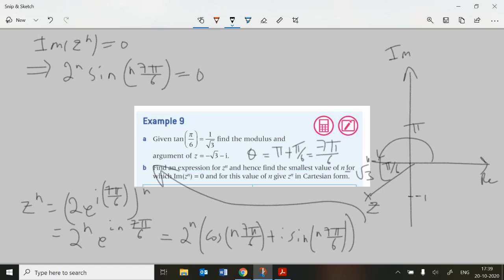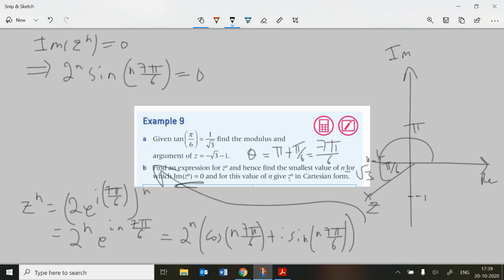I don't need to put the i there. Now I can divide by 2 to the n. And then we're thinking, what's the value of n? So what's it saying? The smallest value for n which makes the imaginary part of z to the n equal to 0. Now the smallest value of n is going to be 0.